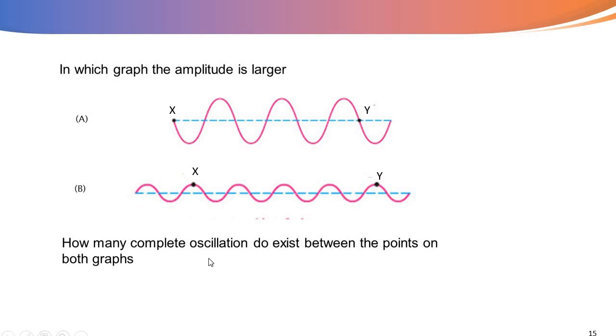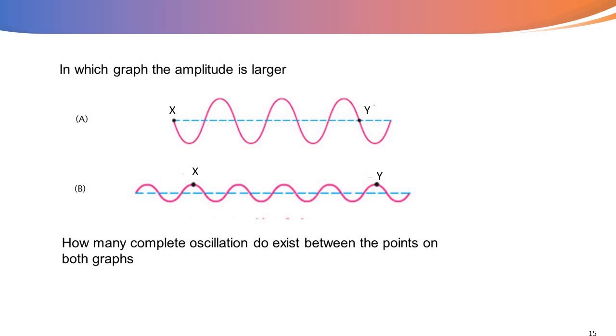How many complete oscillations exist between the points on both graphs, point X and point Y? In curve A, we have from this point 1 amplitude, 2, 3, 4. So this is 1 complete oscillation. Another 1. So we have till now 2 complete oscillations. And this is number 3. So in graph A, we have 3 complete oscillations.